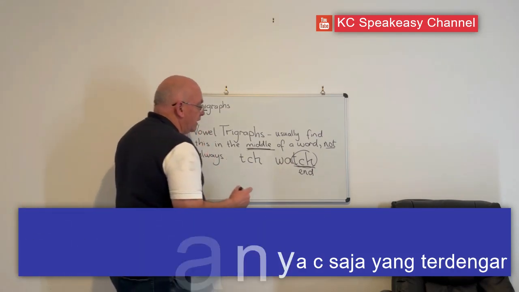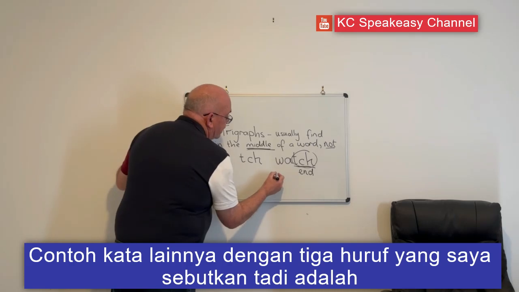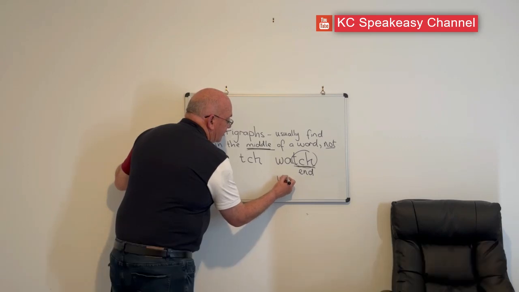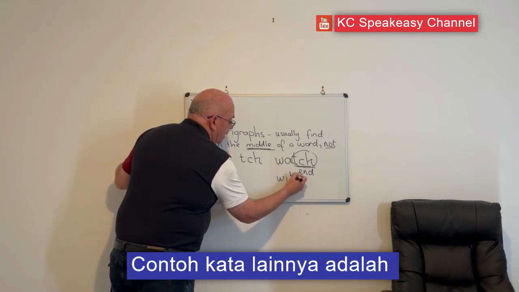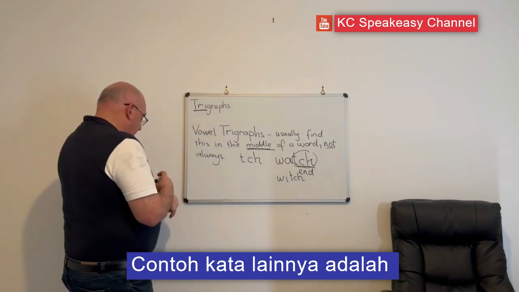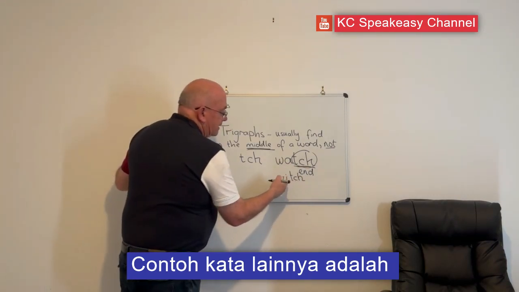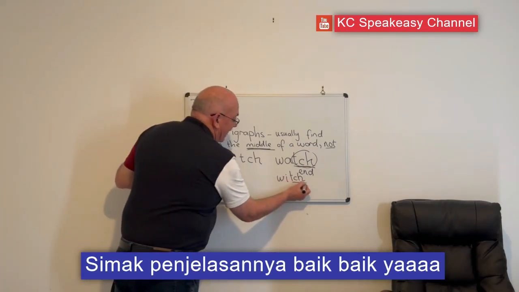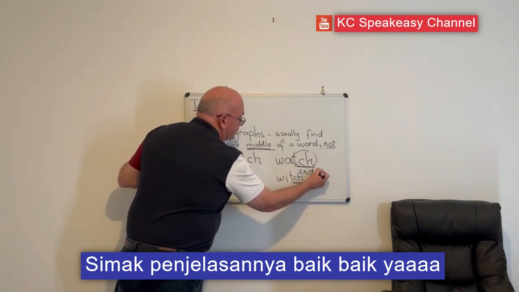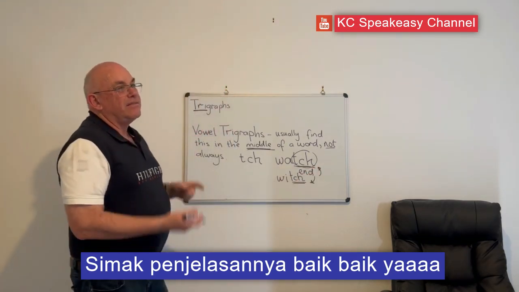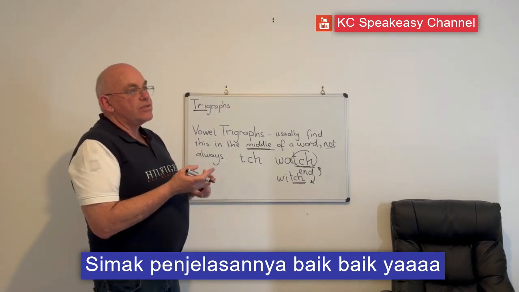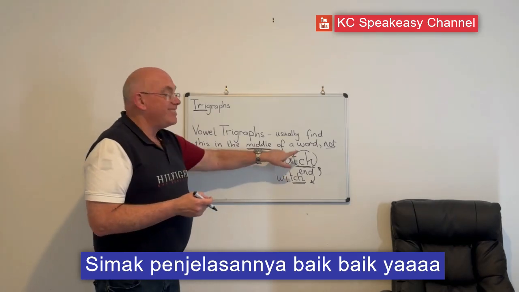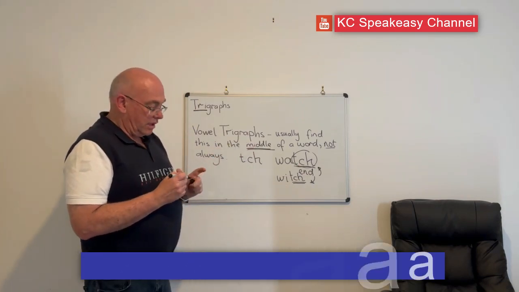If we were to write another word, for example, when we talk about something scary, we might talk about a witch. A witch. And again, you can see that the TCH is at the end, not in the middle. It's at the end, okay? At the end. All right? So sometimes vowel digraphs, vowel trigraphs, and I'm going to show you a quadraph in a moment, sometimes they're at the end or in the middle of a word.